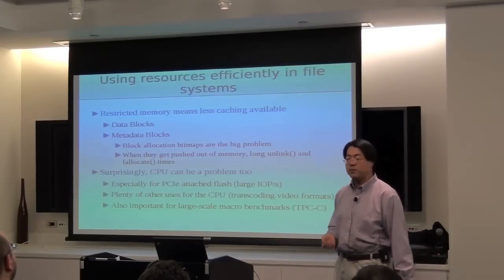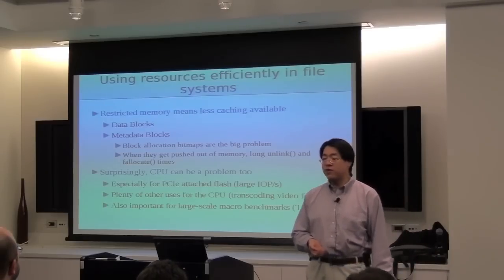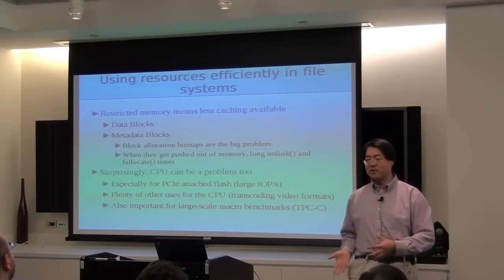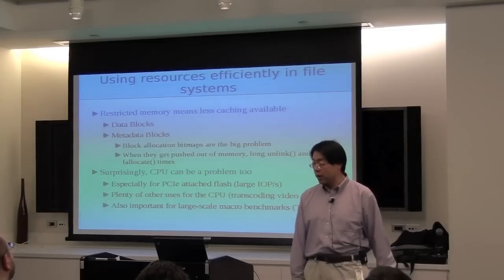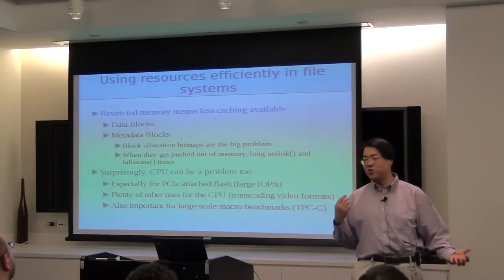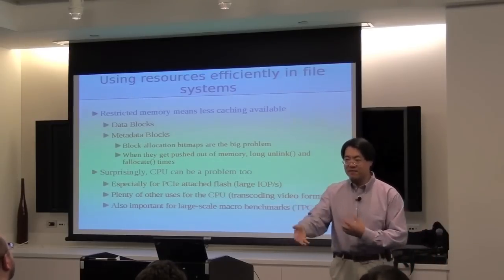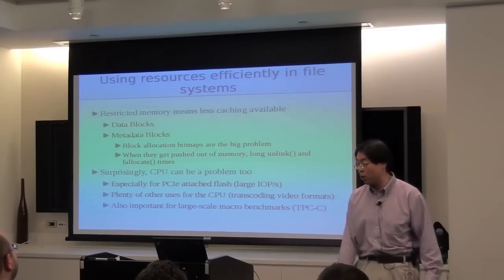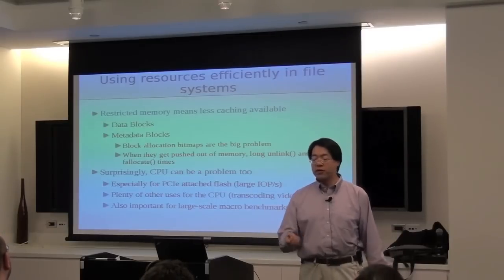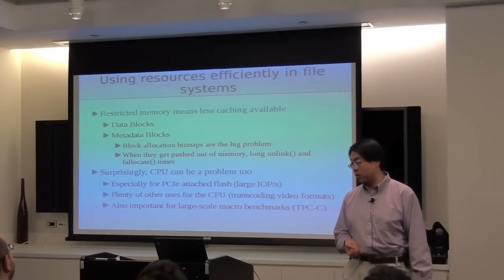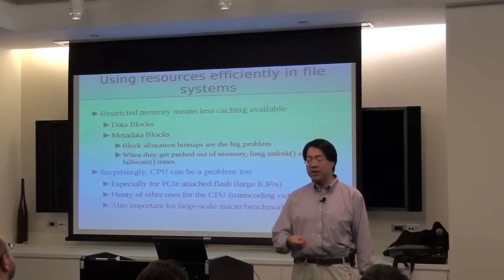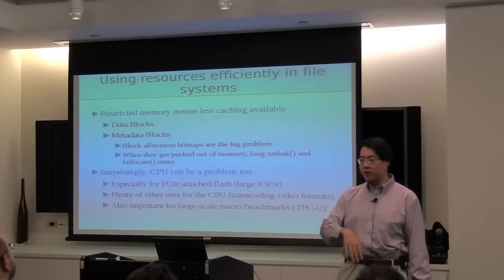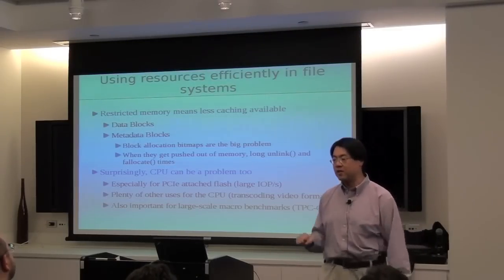It turns out CPU can be a problem too, especially if you're using super fast flash, because at that point you can do lots of IOPS and very often you will end up being CPU bound. Also, you might have other uses for the CPU other than simply running your file system, like running VM jobs or maybe transcoding video. And of course, there were the large-scale traditional database benchmarks, such as TPCC, which end up being very CPU sensitive as well as storage sensitive. So if you're constricted on the CPU, you will see that in the TPCC results.